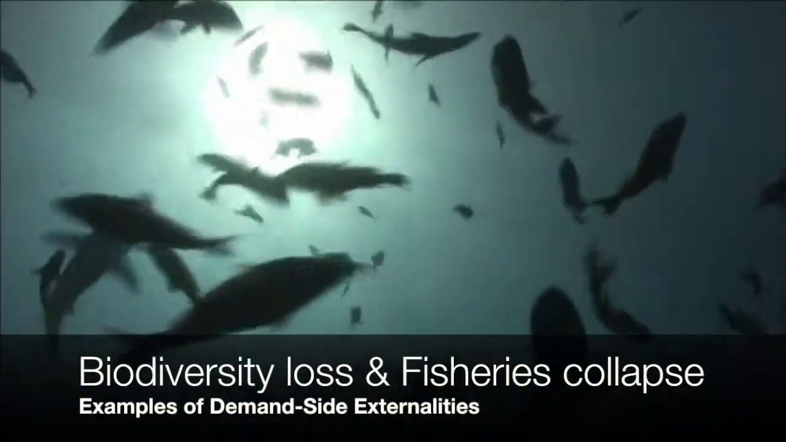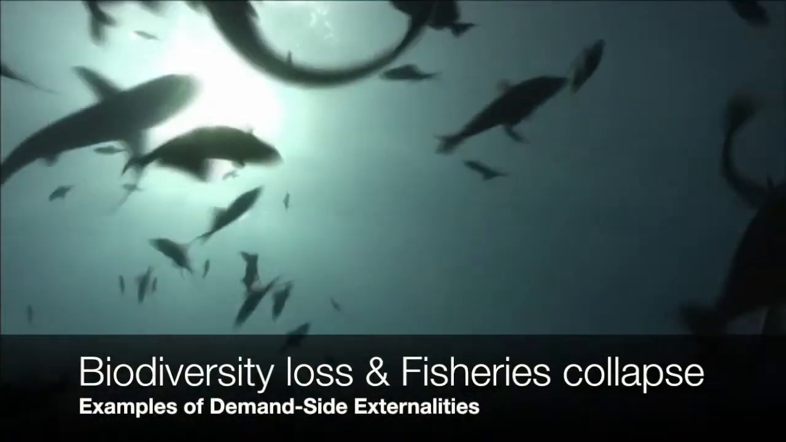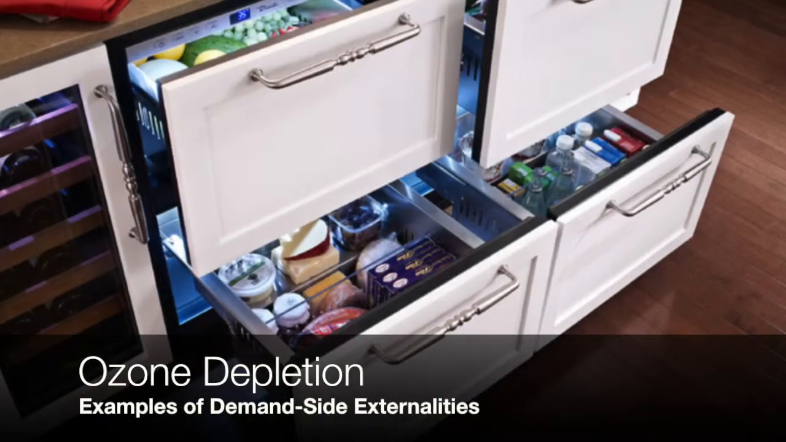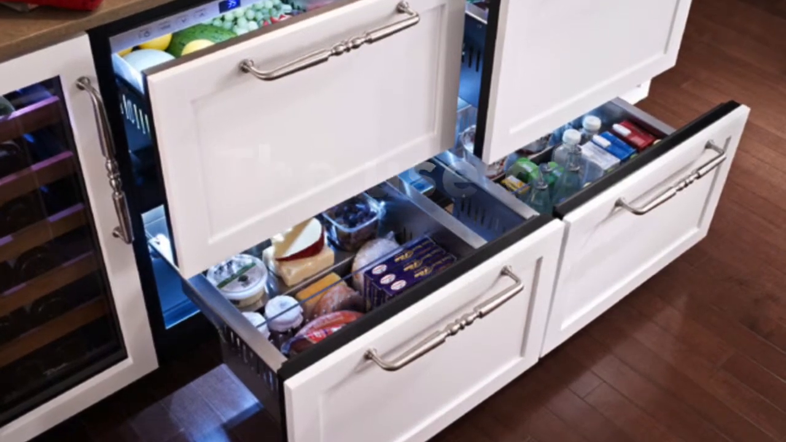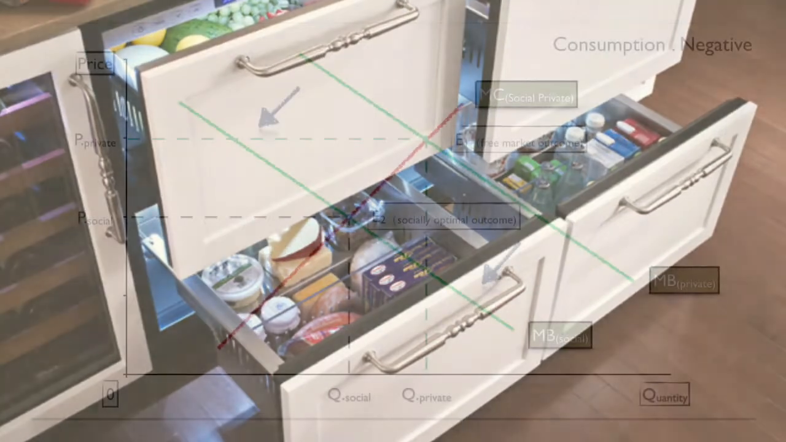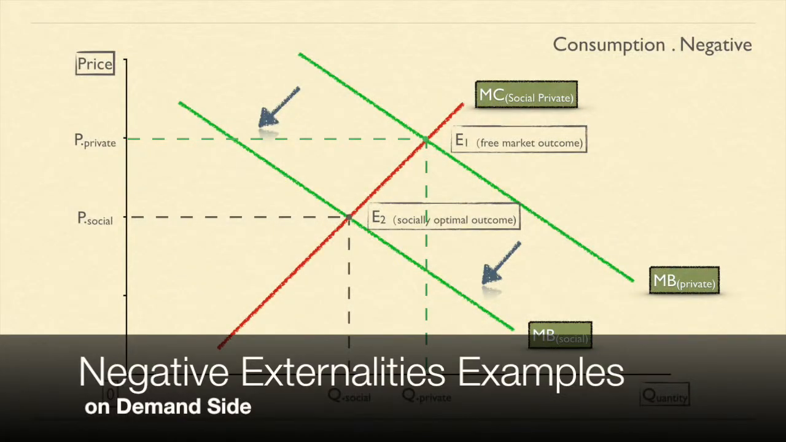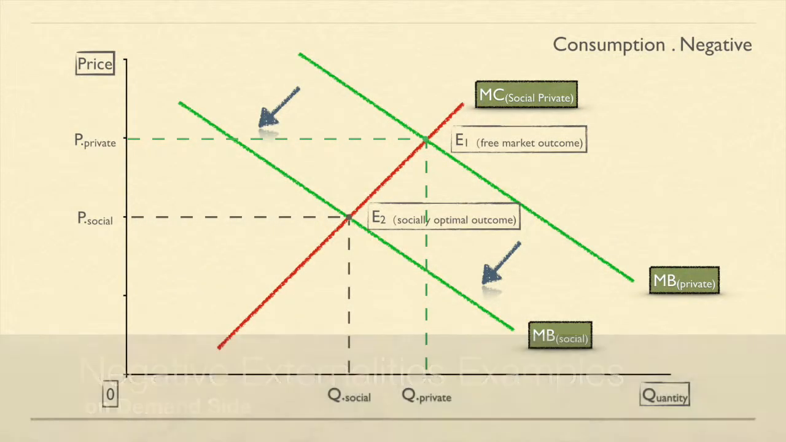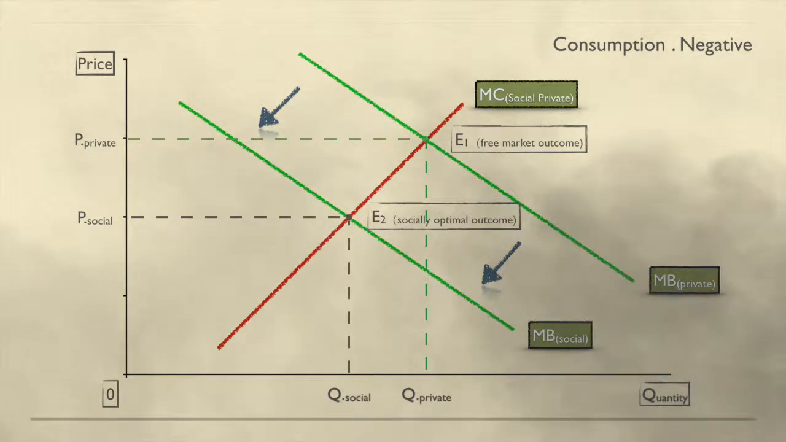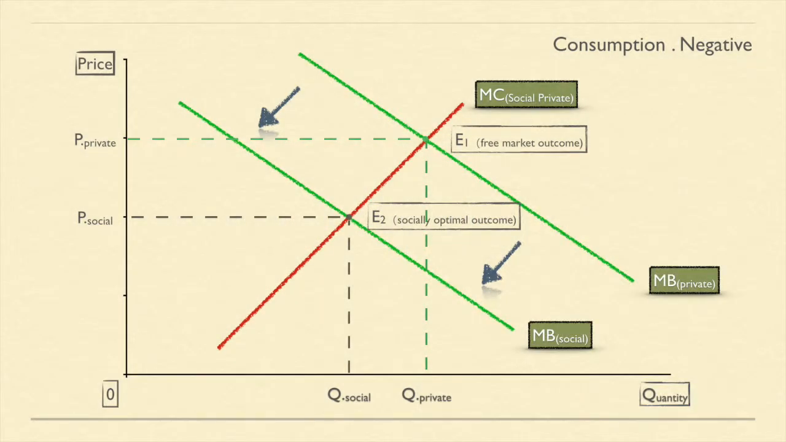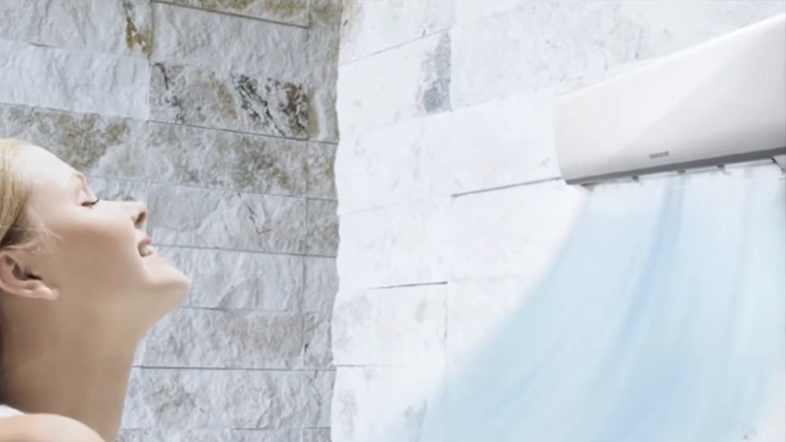Examples of demand-side externalities include biodiversity loss and fisheries collapse due to overfishing and ozone depletion due to the use of refrigerants. We will now illustrate how the use of refrigerants leads to demand-side negative externalities, which are ozone depletion, particularly before the 1990s. The use of fridges and air conditioners satisfies the consumer's demand for comfort and convenience.